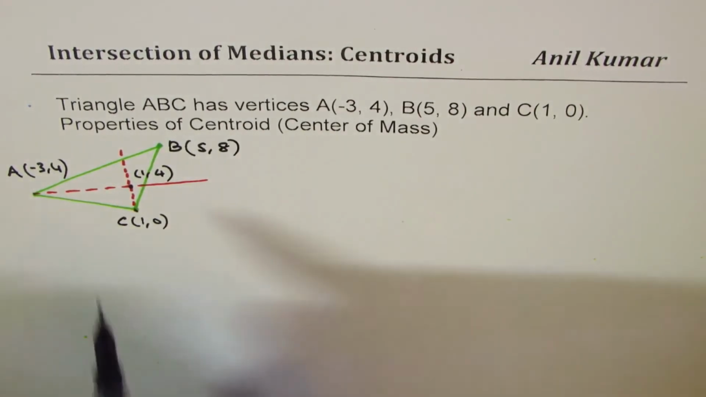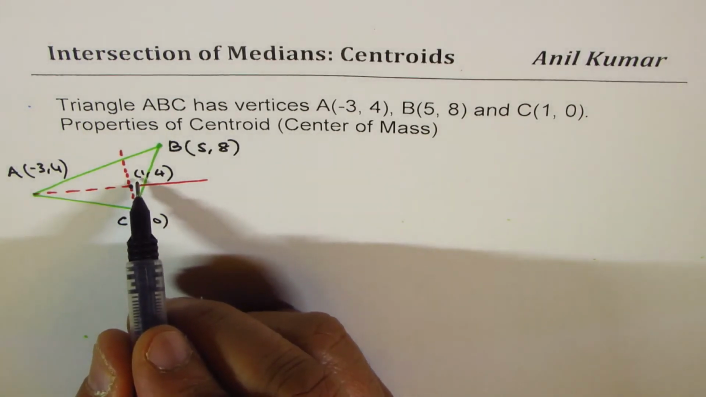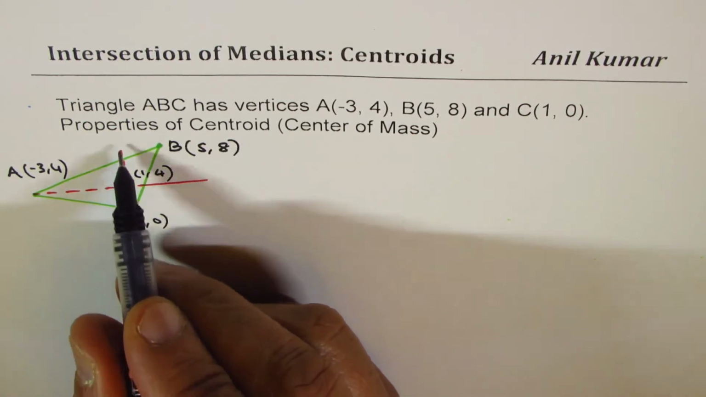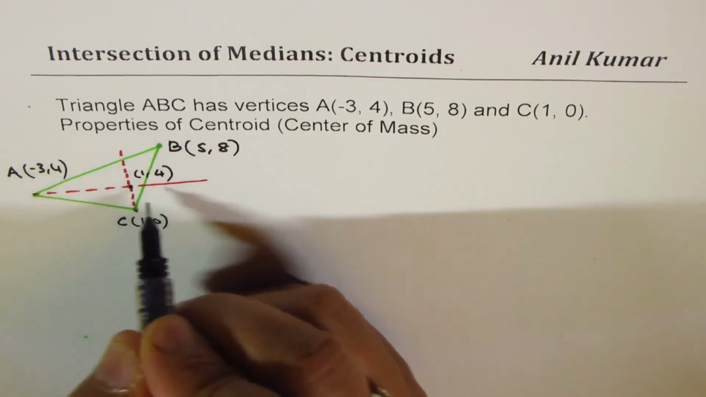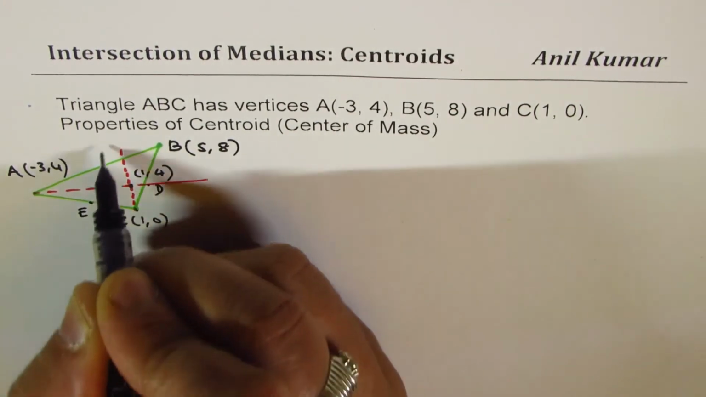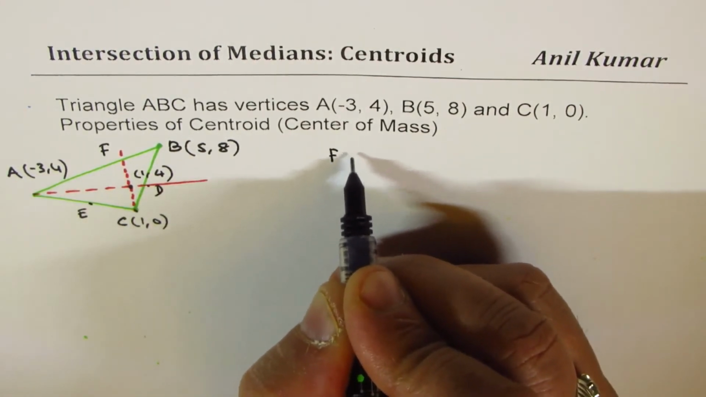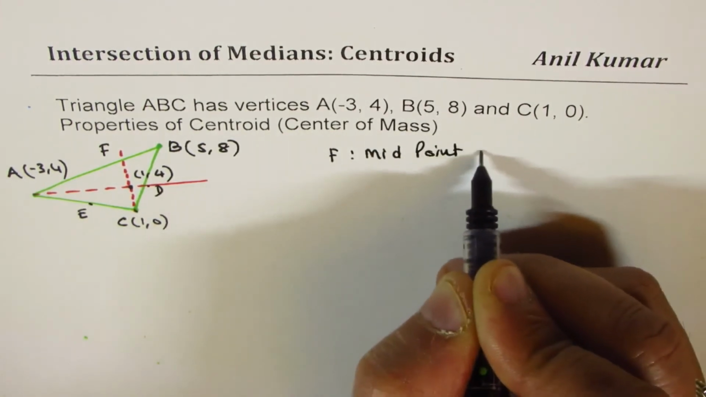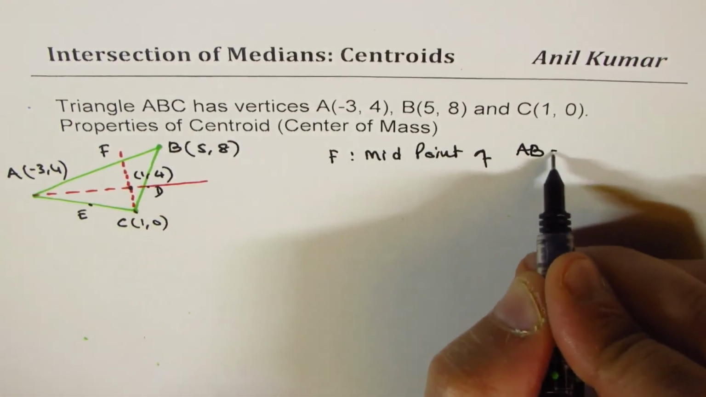Correct? We have to verify that (1, 4) also lies on the median from C, right? So this is not to scale diagram. So let's find the midpoint. We have D, E, and this is F now here, right? So F is the midpoint of AB, right? So what should it be?